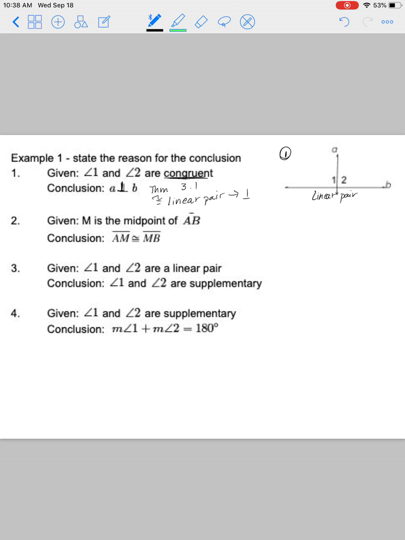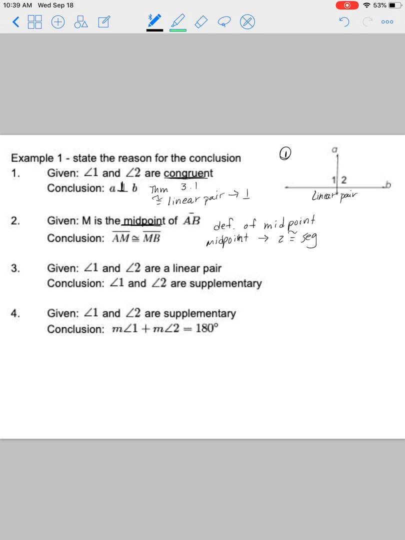This next one is something that we did in our previous chapter. We have a midpoint and congruent. So this is our definition of midpoint. So remember that definition says a midpoint gives us 2 congruent segments. So here's our midpoint and the 2 congruent segments.